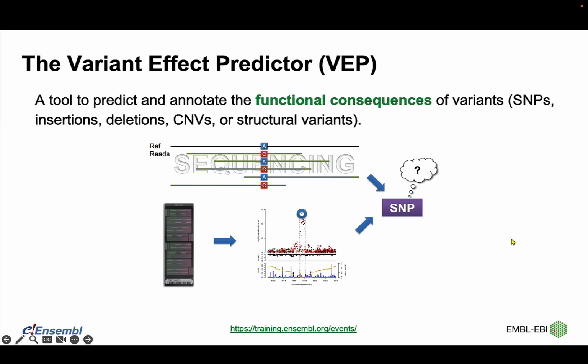And if you have a list of your own variants, for example, let's say you've done your sequencing, you've called your variants from your sequences, and now you actually want to find out the consequences of your variants, you can use one of our tools called the Variant Effect Predictor, or VEP. So what you can do with VEP is you can find out the effect of your SNPs, indels, and also structural variants.